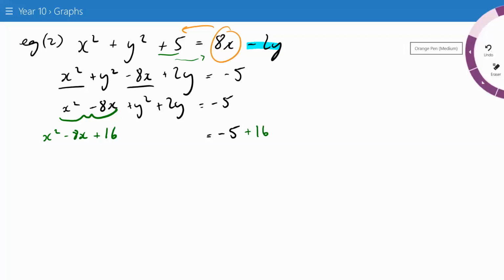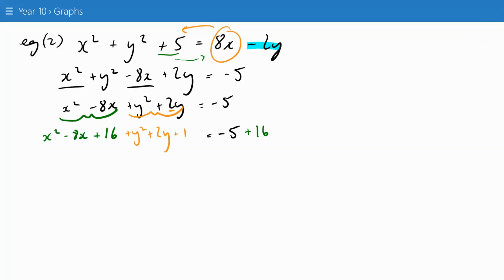Let's look at the y's. So plus y squared plus 2y. What is half of 2? It is 1. 1 squared is 1. So if I put a plus 1 on this side, I have to put it on the other side. So this is a mathematical manipulation here. We're not actually changing the equation by unbalancing it. As long as we keep it balanced, we are fine.